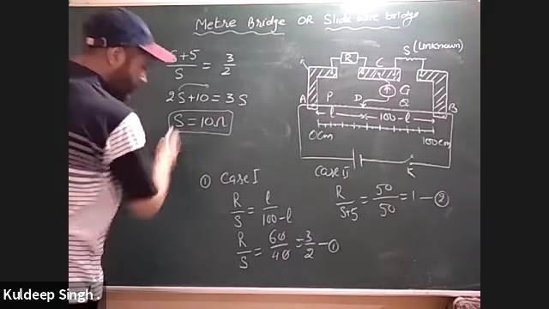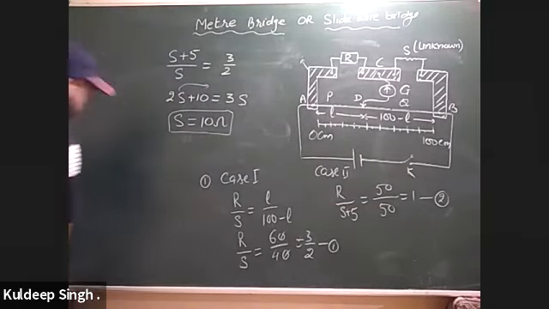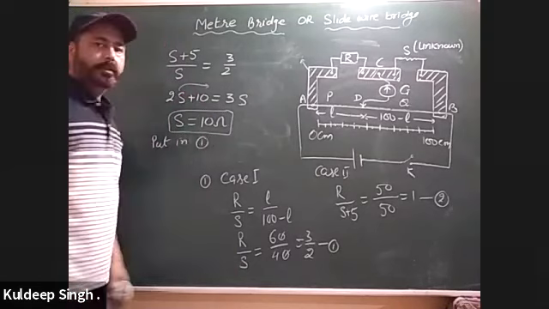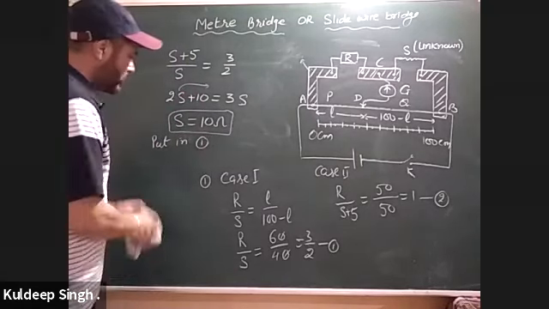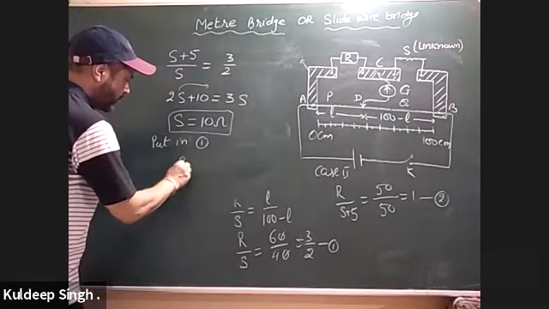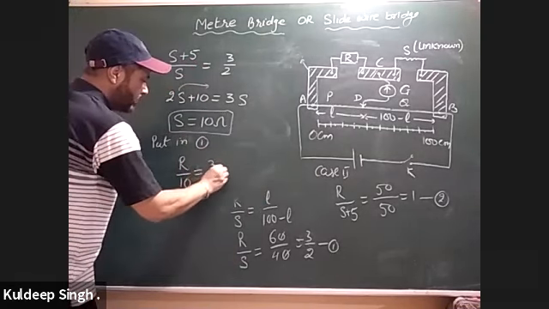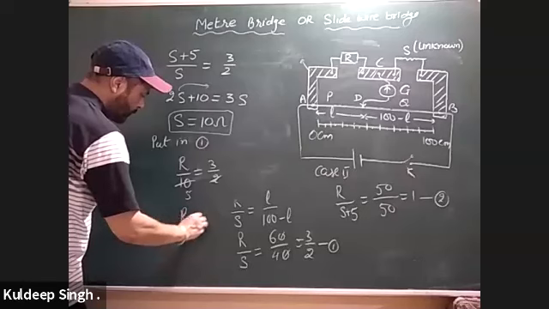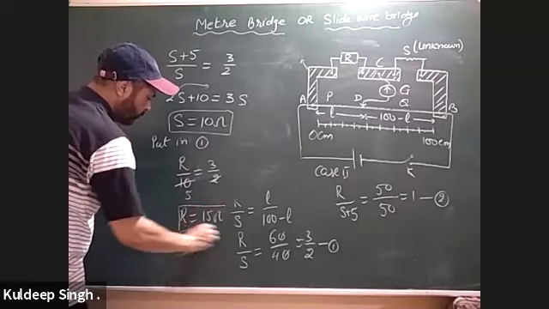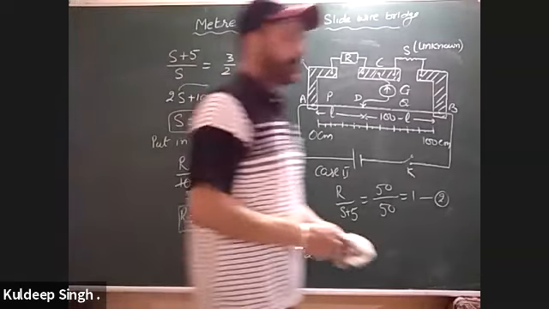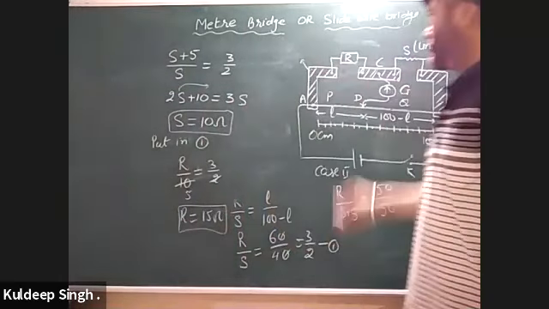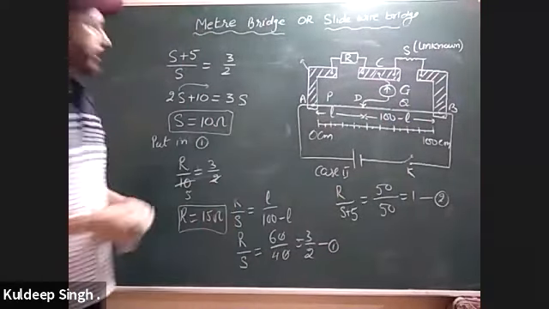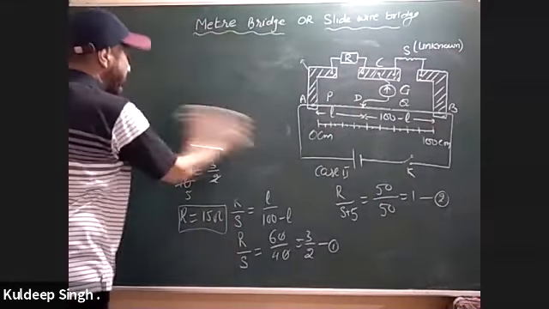Then if I put this S in equation number 1, I will get R by 10 equal to 3 by 2. Take this 10 on the other side, therefore I have R equal to 15 ohm. So this way you can find the resistance of R and S. This question is already there in your CBSE exam. So this way you can find out R and S.